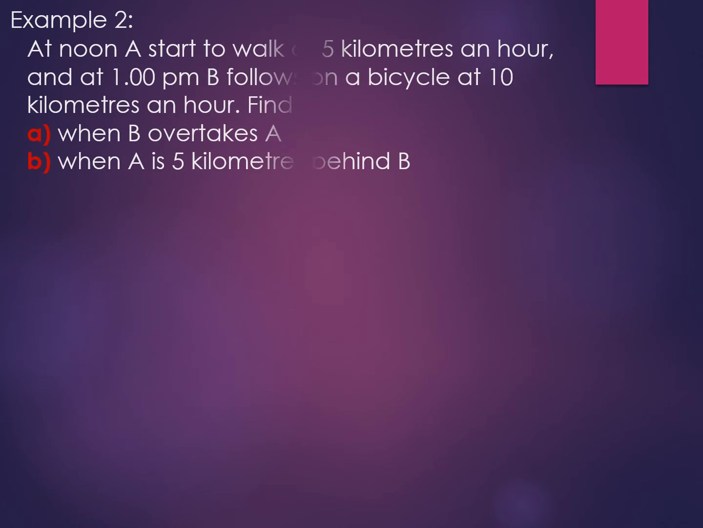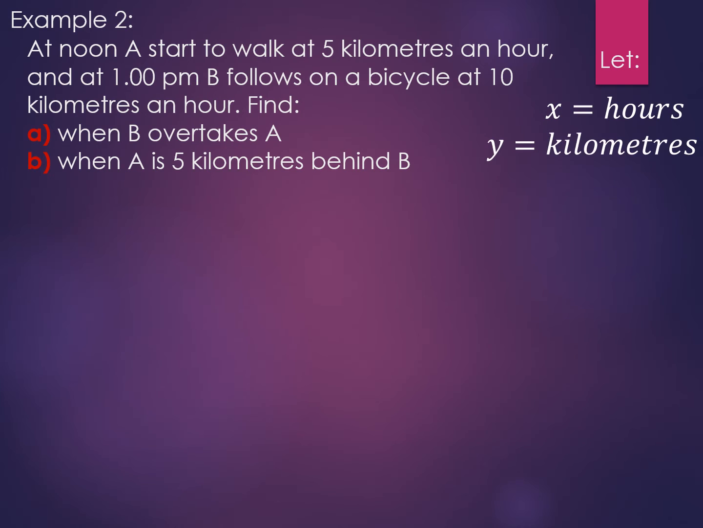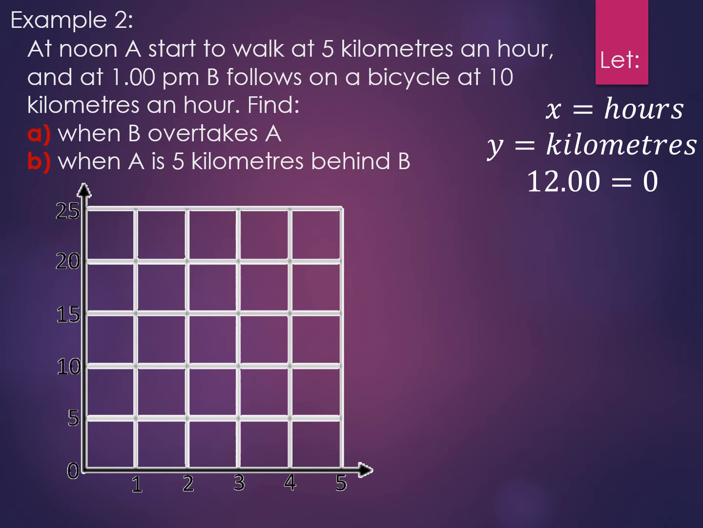Let us have example number 2. At noon, A started to walk at 5 kilometers an hour. And at 1 p.m., B follows on a bicycle at 10 kilometers an hour. Let us find when B overtakes A, and when A is 5 kilometers behind B. So in here, let x be the hours, y equals kilometers. And later on, along your x-axis, your 0 becomes 12 noon. Because it says there in the problem, at noon, A start to walk, okay?